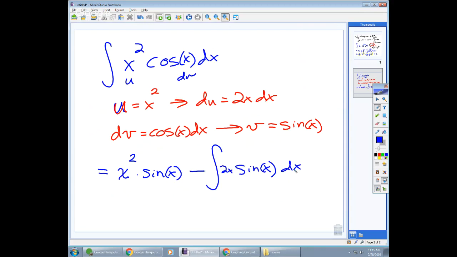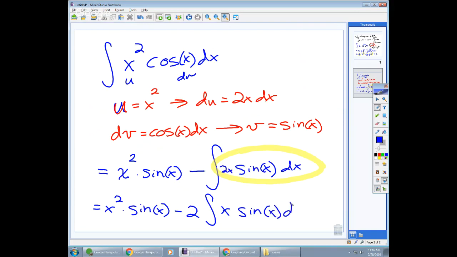Guess what? Do it again. Yeah, we have to do integration by parts again in order to do that right there. Do you not pull the 2 out? Yeah, you can pull the 2 out. Or you can leave it in there, it's up to you. So I could go off to another screen, pull that 2 out. So I'm going to have x squared times sine of x minus 2, and then I have to come up with an integration by parts solution for x times the sine of x dx.